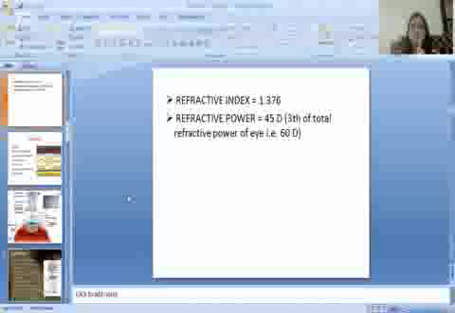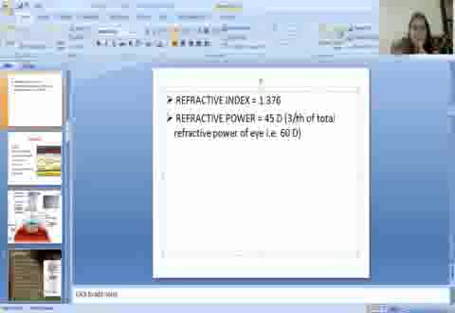It is three-fourths of the total refractive power of the eye. That is, the total refractive power of the eye is 60 diopters, and that of the cornea is 45 diopters.